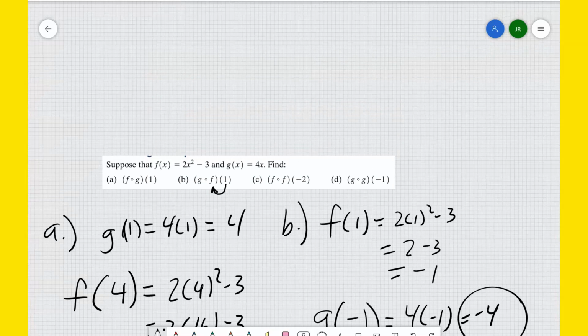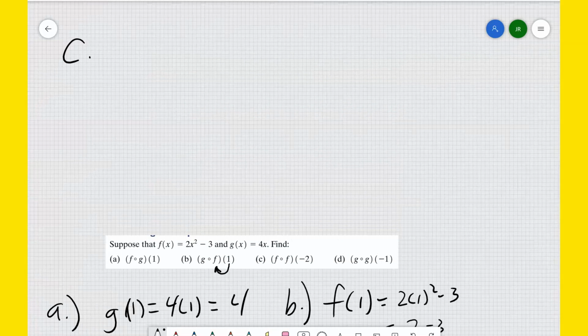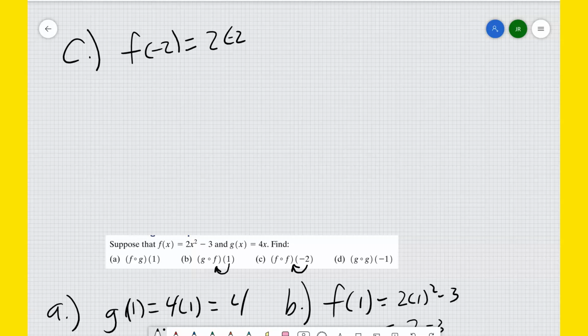All right, part C. f of f of negative 2. That means I'm plugging negative 2 into f, then getting that result and plugging that result back into f again. So f of negative 2 is 2 times negative 2 squared minus 3, which is 2 times 4 minus 3, which is 8 minus 3, which is 5.